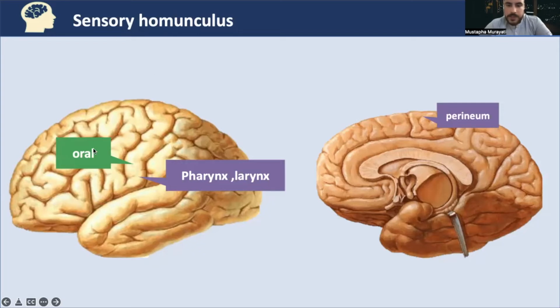Okay, there are a few exceptions about the sensory representation on the cortex. Since we know that the sensory representation as well as the motor representation is contralateral to the side of the body. For example, the right hand is represented on the left hemisphere and vice versa. The oral region is represented ipsilaterally, while the pharynx, larynx, and the perineal region are represented bilaterally on the cortex.